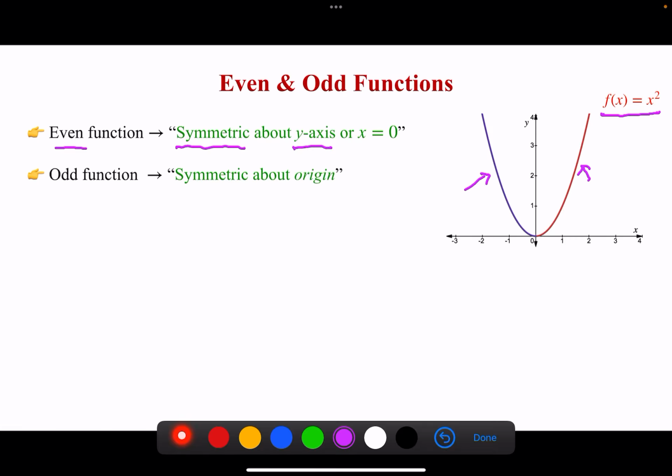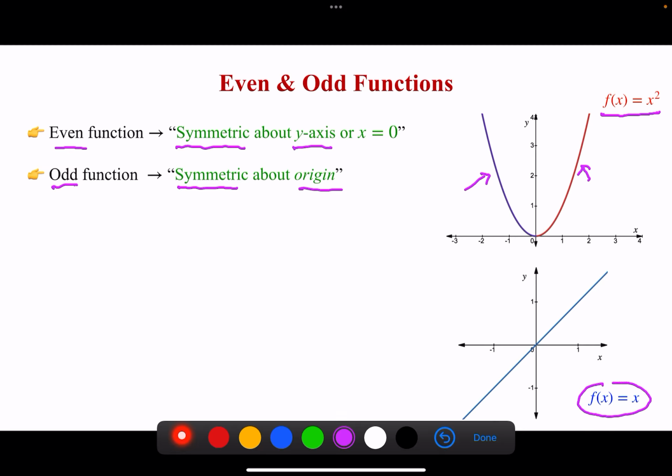A function is called an odd function if its graph is symmetric about the origin. Symmetry about the origin means if we rotate the graph by 180 degrees about the origin, the graph looks the same. For example, the graph of the function f(x) equal to x. Rotate it by 180 degrees about the origin, then this graph remains the same. Hence, this is an odd function.